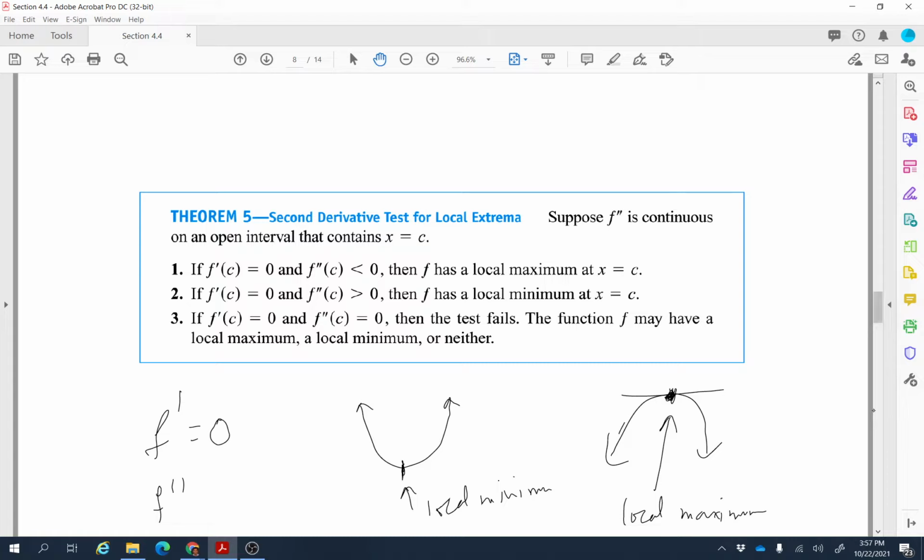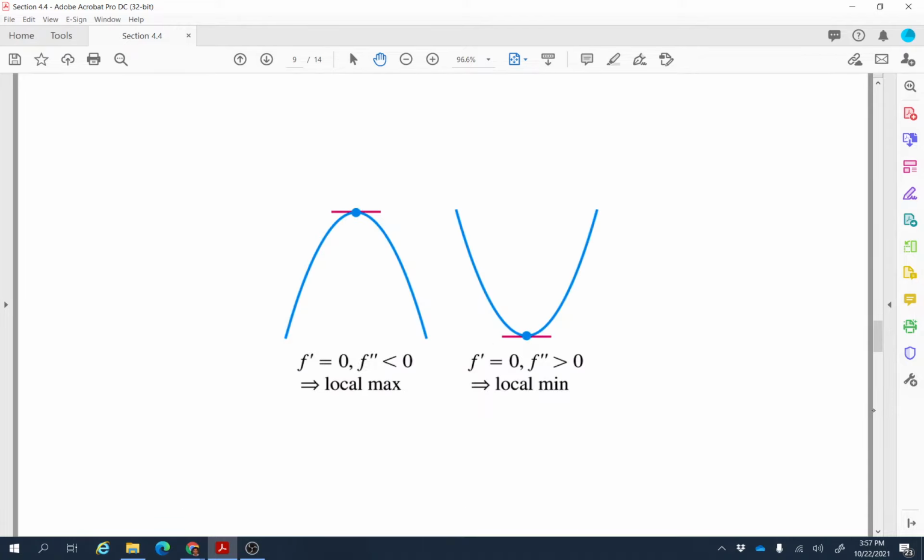If the second derivative is positive, then the function has a local minimum at that point. If the second derivative is 0, then we cannot use this test for finding the local max or local min.